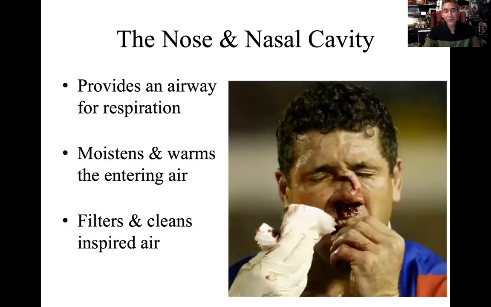All right, so the nose, I think most of you know what your nose is, right? It provides an airway, moistens and warms the air, filters. We have the innate components of the nasal hairs. They're going to help filter, clean out the dust particles from the air. This guy is not having a good day there.